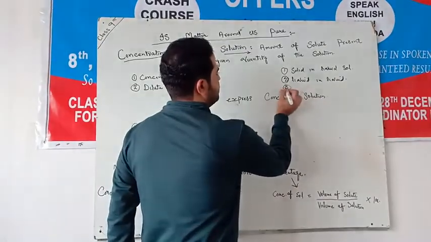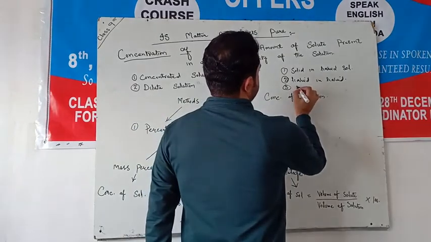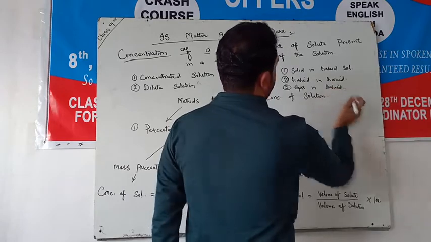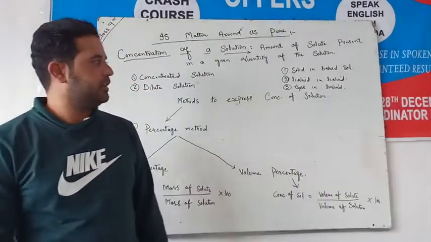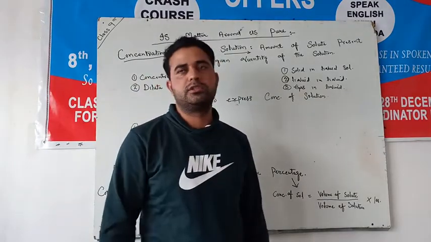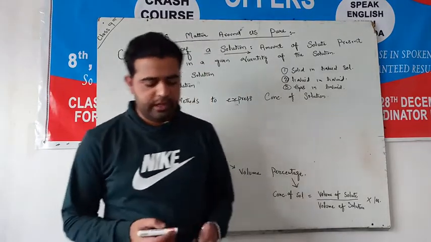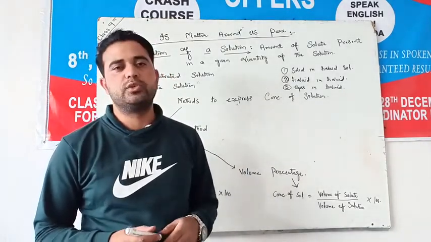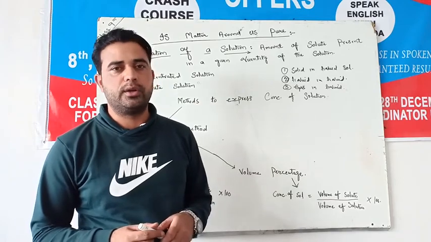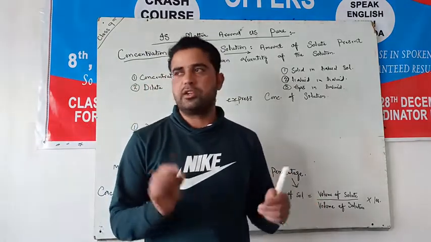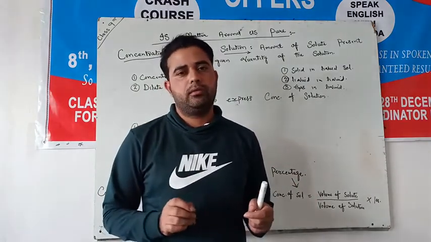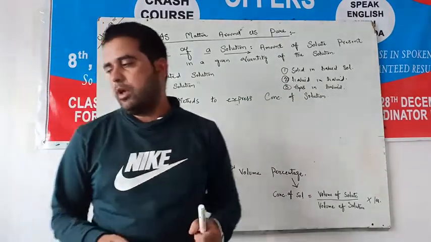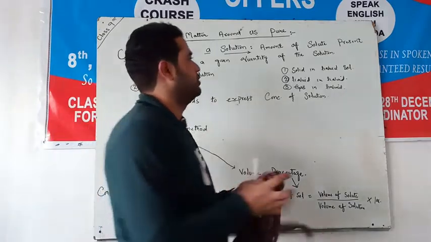Third one is gas in liquid. When we dissolve gas in liquid, there are certain examples of solutions in which the gases dissolve in liquids. These types of solutions are called gas in liquid solutions. The examples include carbonated water and soda water. In soda water or carbonated water, carbon dioxide is dissolved in the water. So soda water and carbonated water are typical examples of gas in liquid solutions.